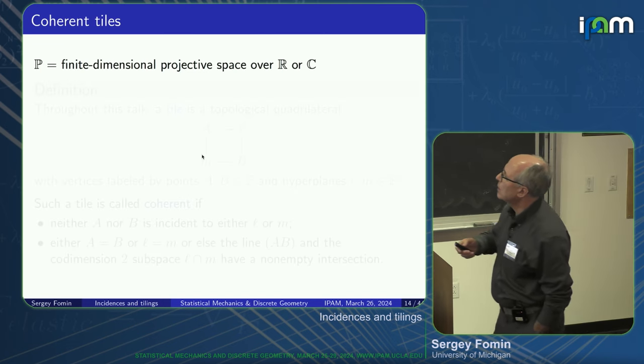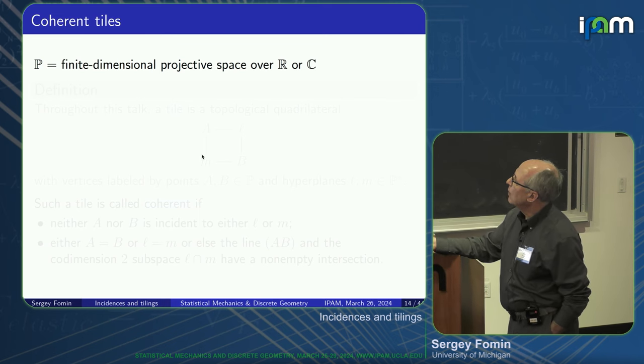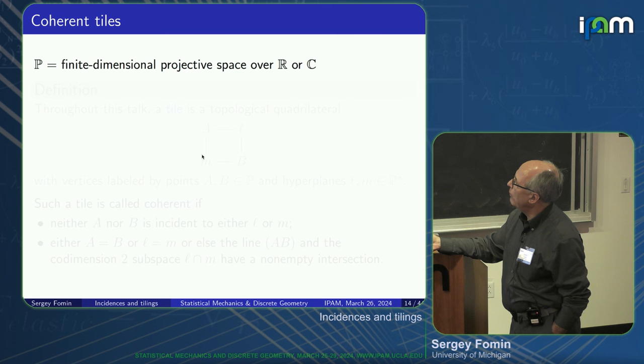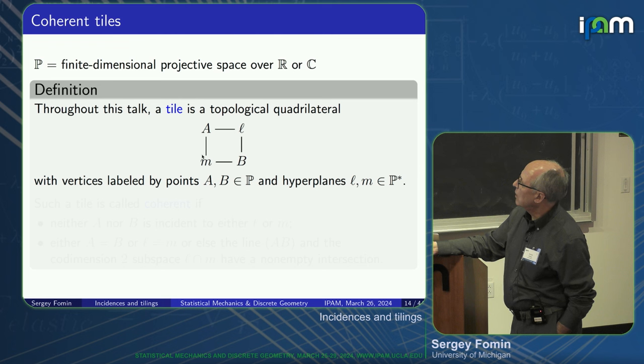So now let's start in earnest. P will denote a finite dimensional projective space. I will work over R or C throughout. And by a tile, I will mean a topological quadrilateral whose vertices have been labeled by points, alternately by points and hyperplanes in our space P.